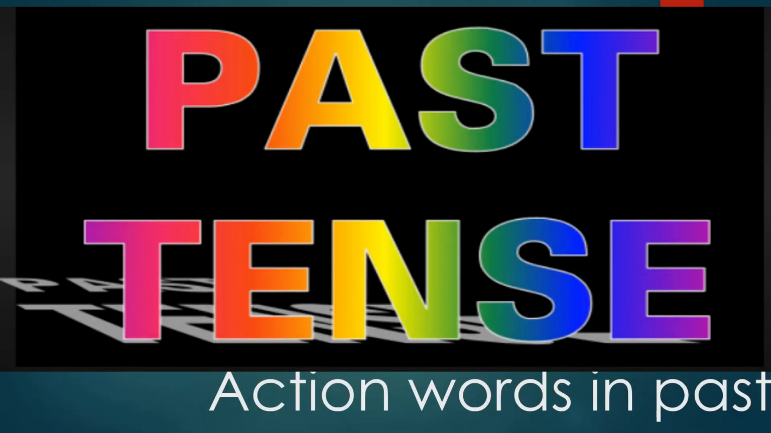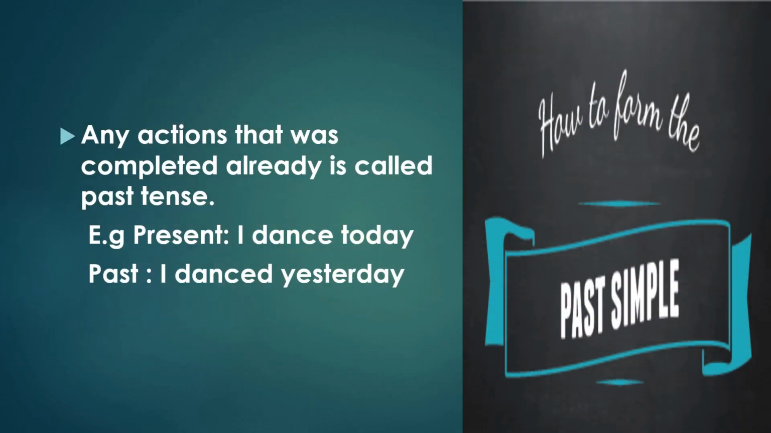Topic is past tense. So what is a past tense? It is the action that has completed already in the past. Any action that was completed already in the past is called past tense. Present means any actions that are happening now.